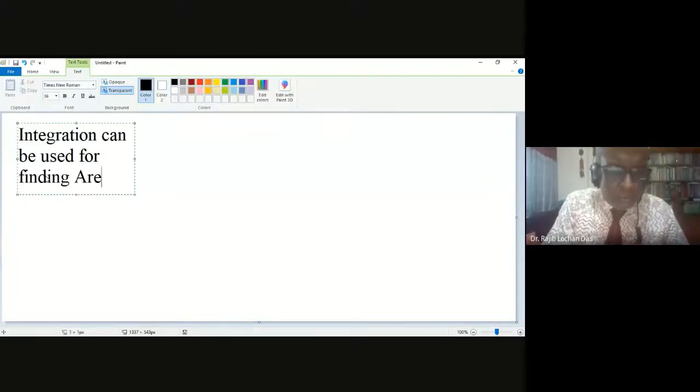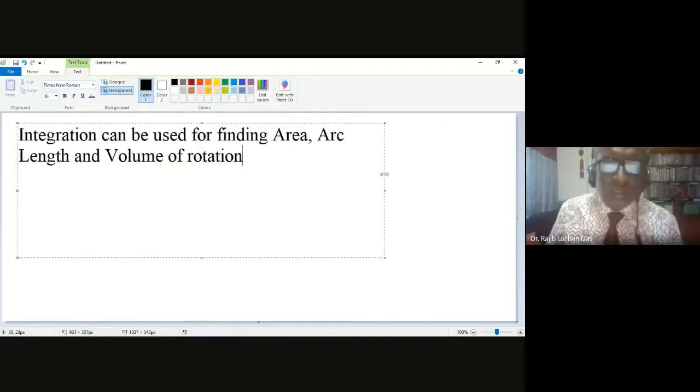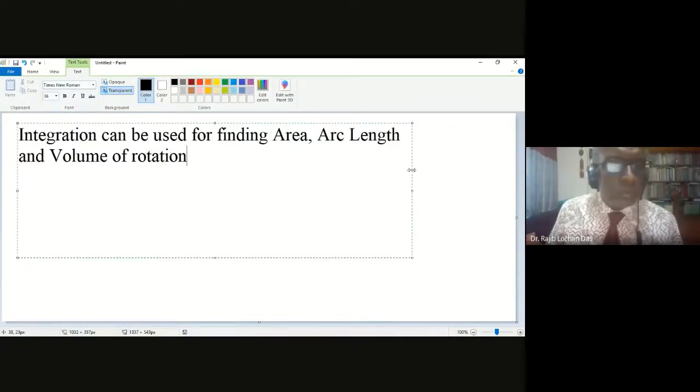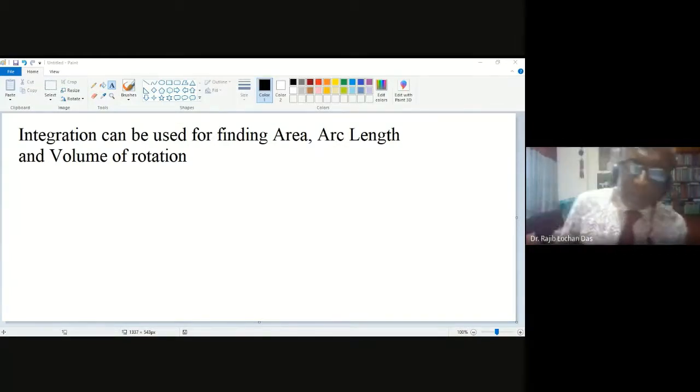So I'm writing: integration can be used for finding area, arc length, and volume of rotation. So this is one sentence you can say. There may be other things, but we are not talking about everything. So how is integration applicable or useful? This is its answer.